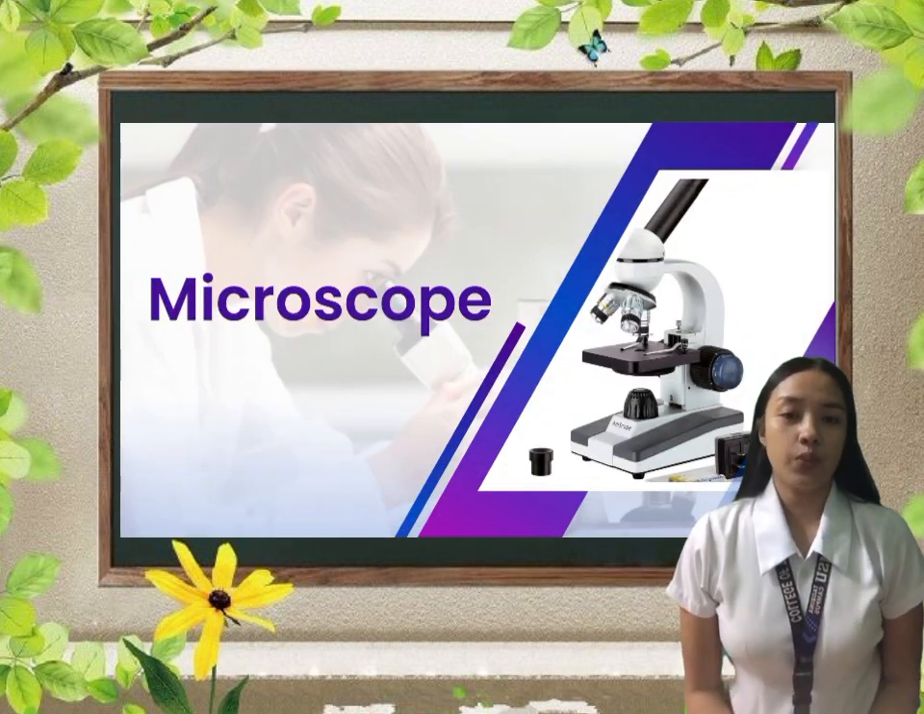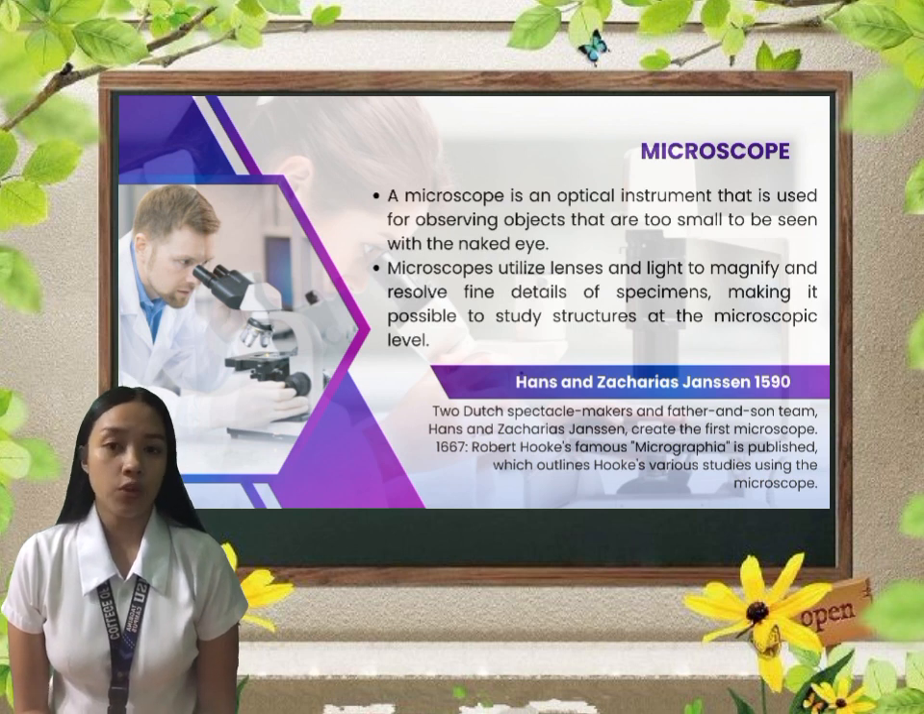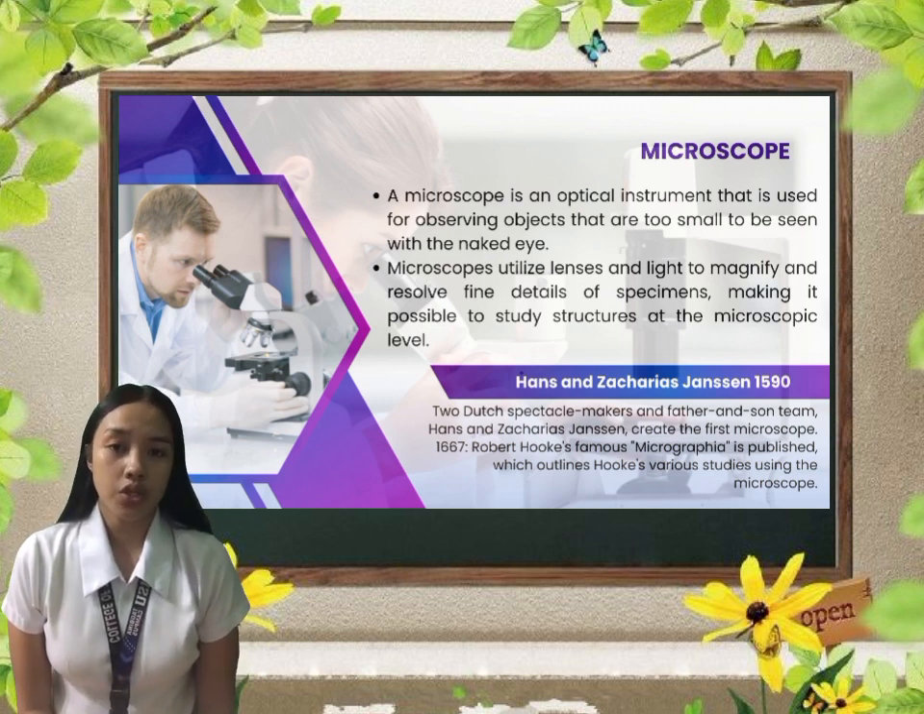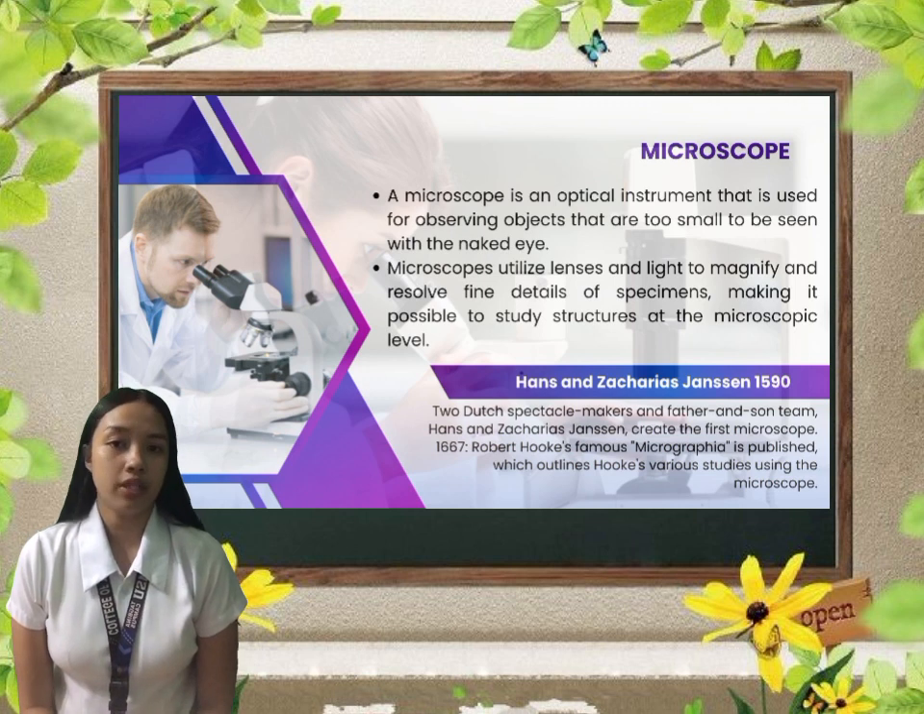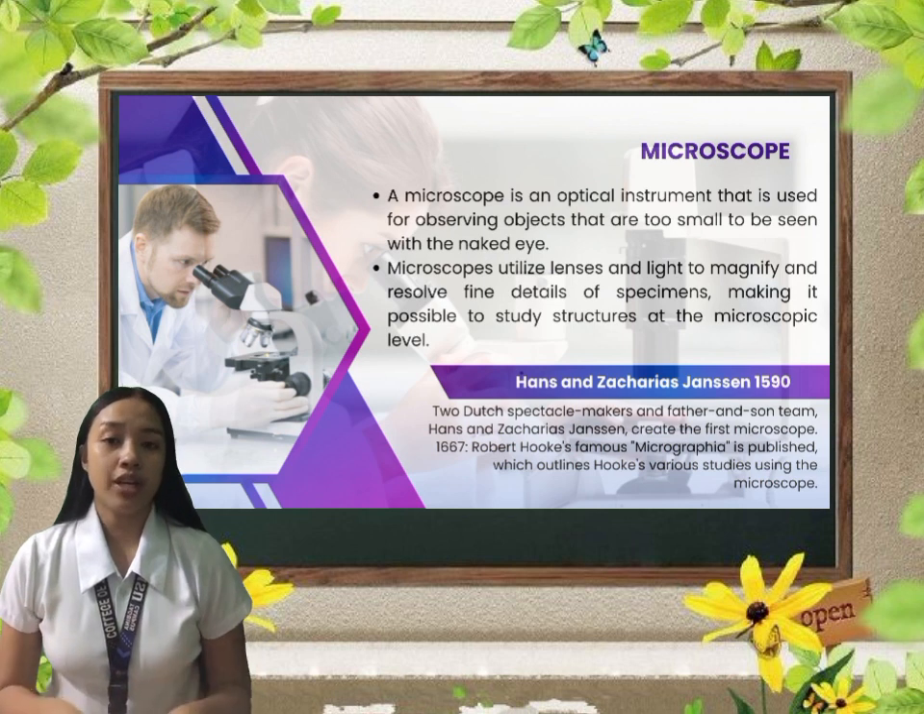The last topic that we need to discuss is all about the microscope. So, what is a microscope? A microscope is an optical instrument that is used for observing objects that are too small to be seen with the naked eye. Microscopes utilize lenses and light to magnify and resolve fine details of specimens, making it possible to study structures at the microscopic level. Microscopy is a crucial tool in various scientific fields, including biology, medicine, chemistry, and material science.